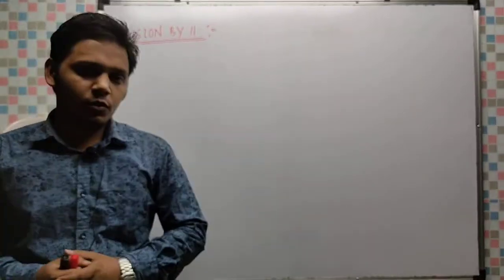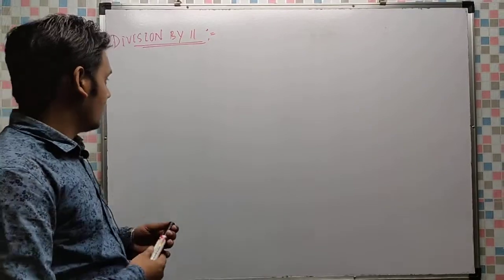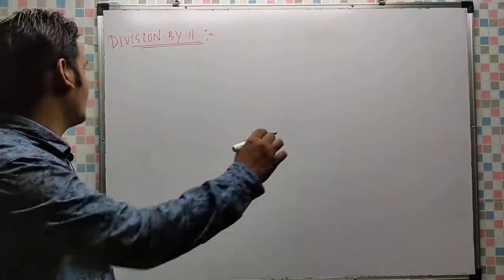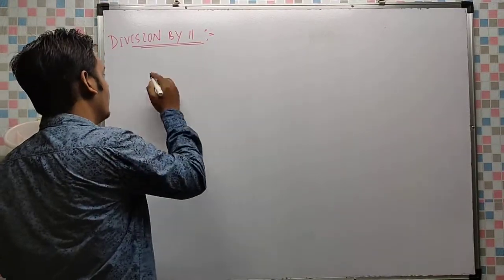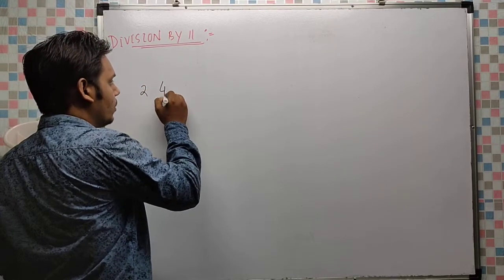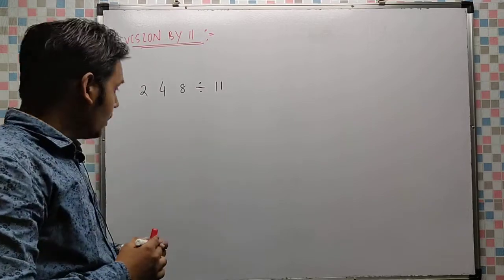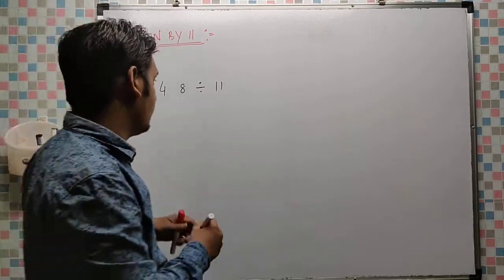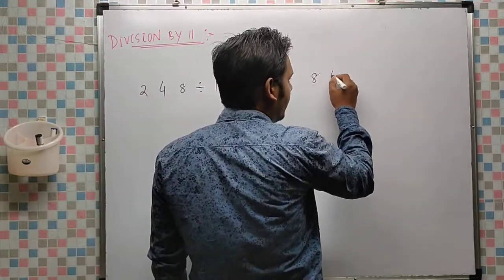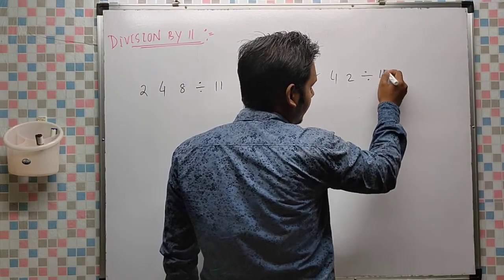In this video we are going to learn about division by 11. Let us take any three digit number, 248 divided by 11. Two types of numbers I will discuss, and the reverse, we will take 842 divided by 11.